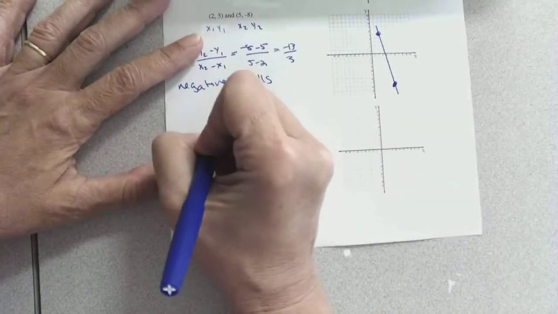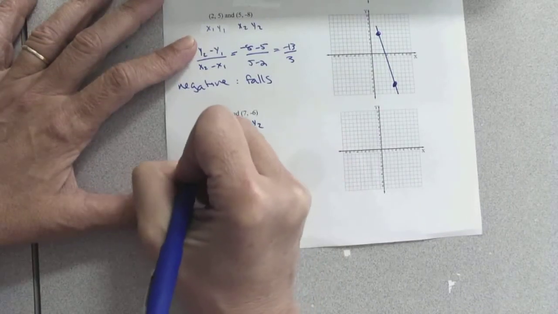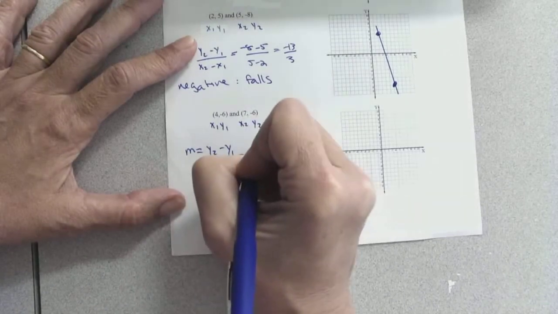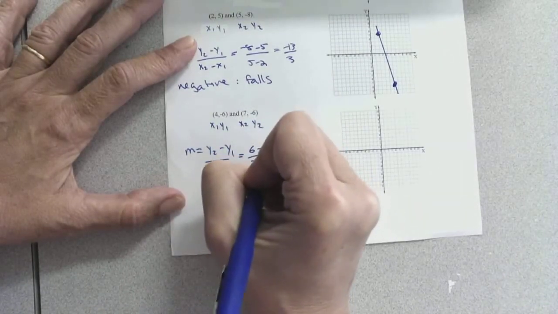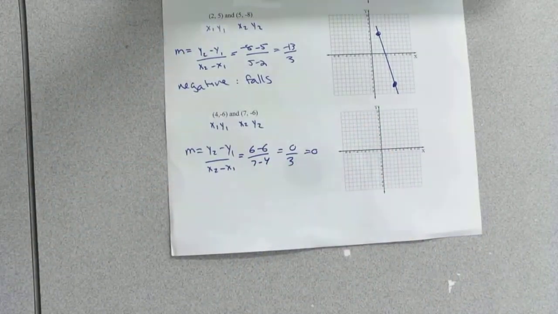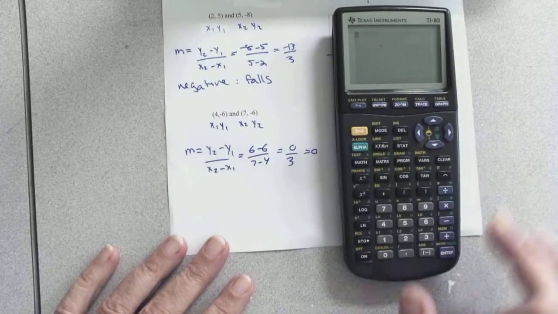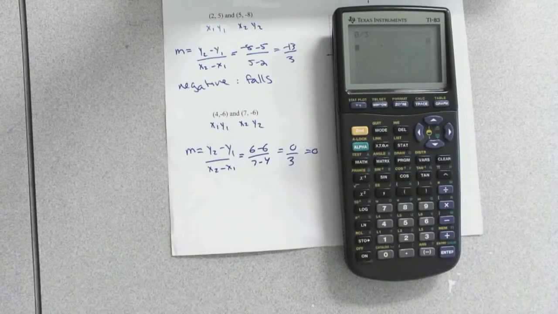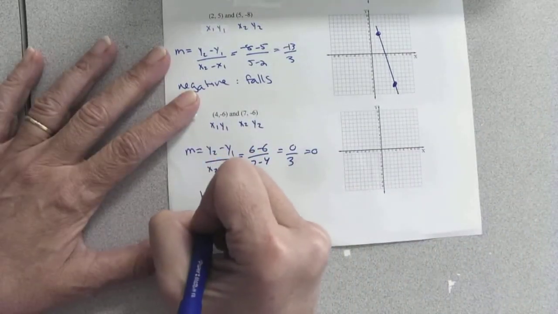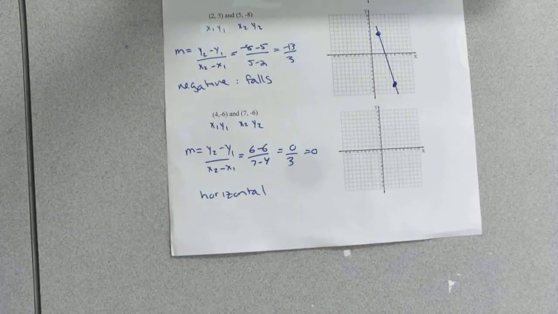And one more time, x1, y1, x2, y2. And so m is y2 minus y1 over x2 minus x1. So 6 minus 6 over 7 minus 4, 0 over 3, which is 0. And again, I can't remember which one it is, so take out your calculator. 0 divided by 3. It happily tells me the answer is 0. And so that makes it horizontal. Lines with a slope of 0 are horizontal.